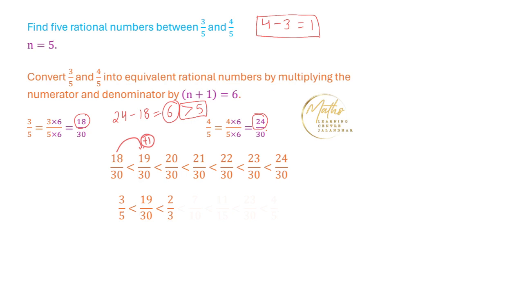21 by 30. So the HCF of 21 and 30 is 3. So we have the number 21 by 30, and the HCF of these two numbers is 3. So we divide the numerator by 3, we divide the denominator by 3, and the answer we obtain is 7 by 10. Next number we have is 11 by 15. Similarly, next we have 23 by 30, and next number we have is 4 by 5. So these are the required 5 rational numbers between these two numbers.